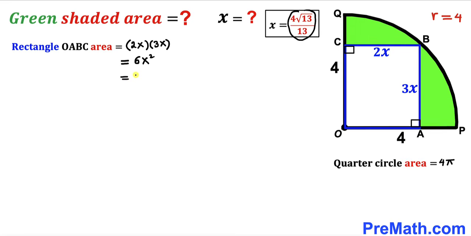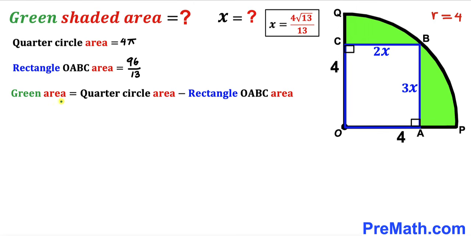So I can write 6 times (4 times square root of 13 divided by 13) whole square. And we know the square of this one is 16 divided by 13. So we can write this as 6 times 16 divided by 13, and that gives us 96 divided by 13. Thus the area of this rectangle OABC turns out to be 96 divided by 13 square units.